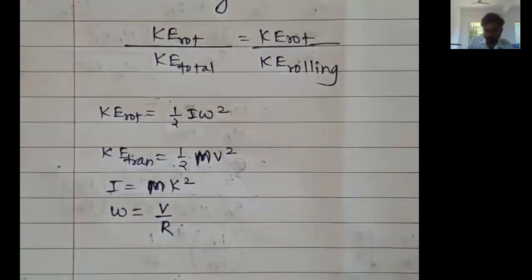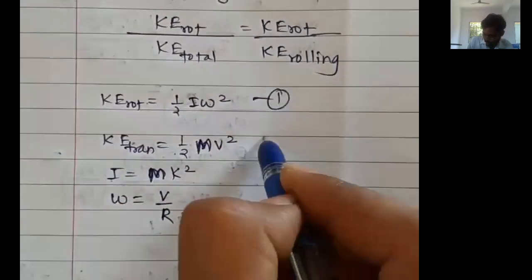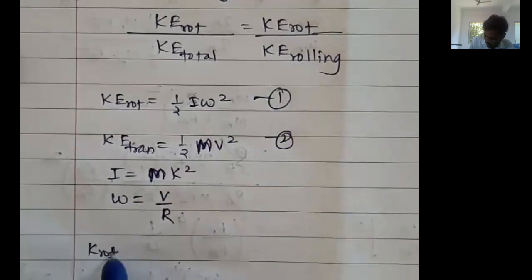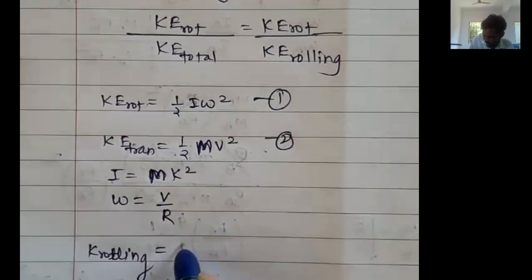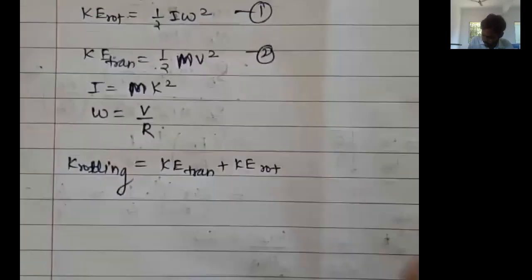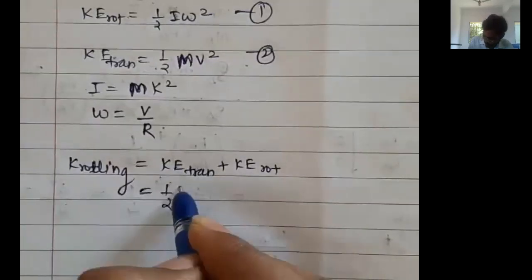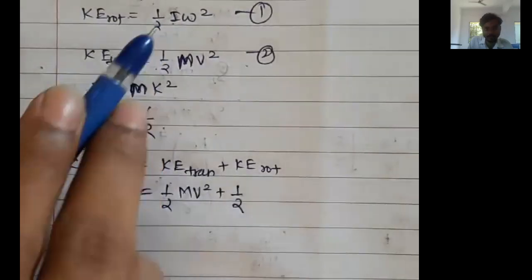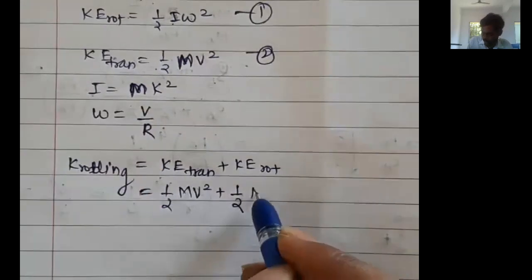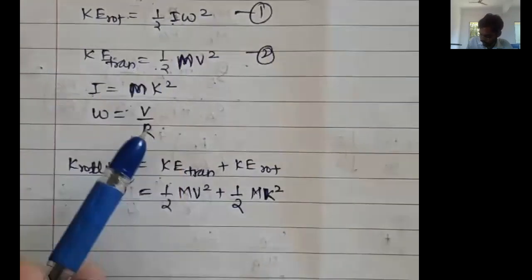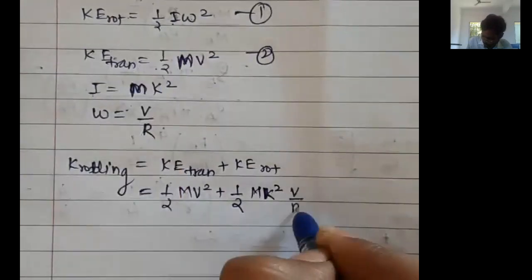And after doing this replacement in equation number 1 and equation number 2, and finding out total rolling kinetic energy, total rolling kinetic energy is KE translational plus KE rotational. This we have performed many times. KE translational is 1/2 mv square plus KE rotational is 1/2. Now I will be replaced by mk square and omega will be replaced by v upon r. It is pure rolling, so omega can be replaced by v upon r.